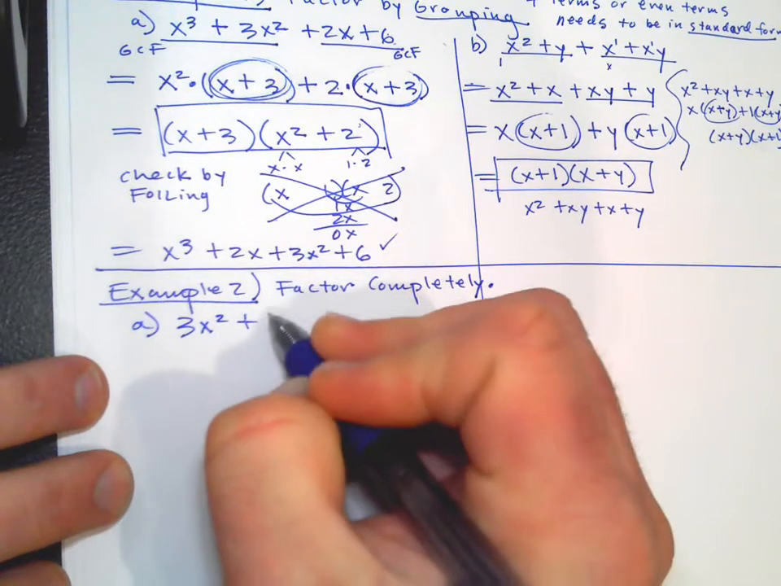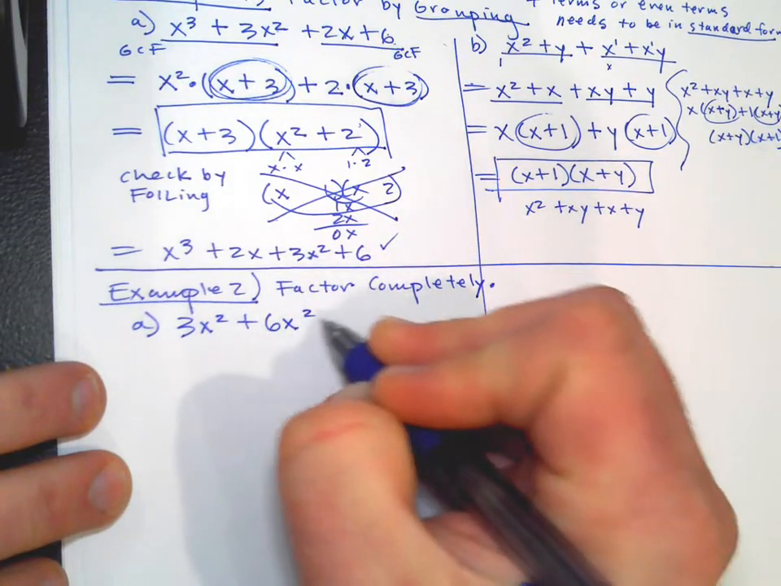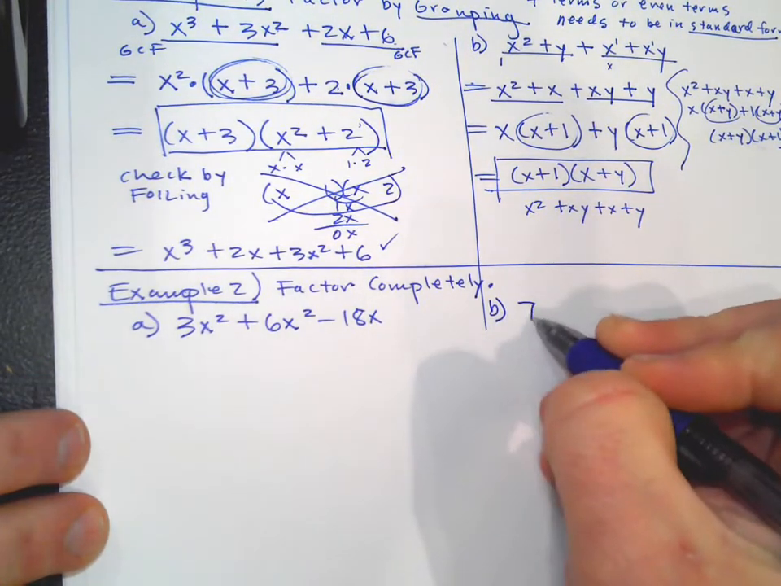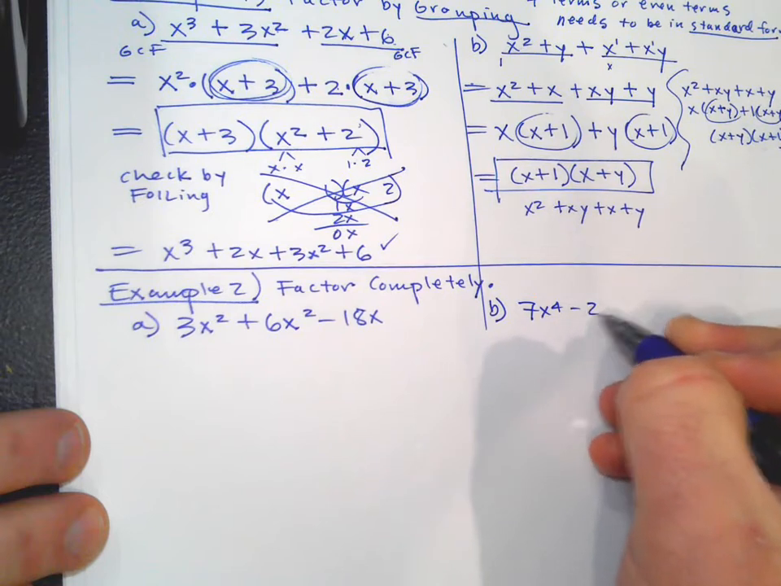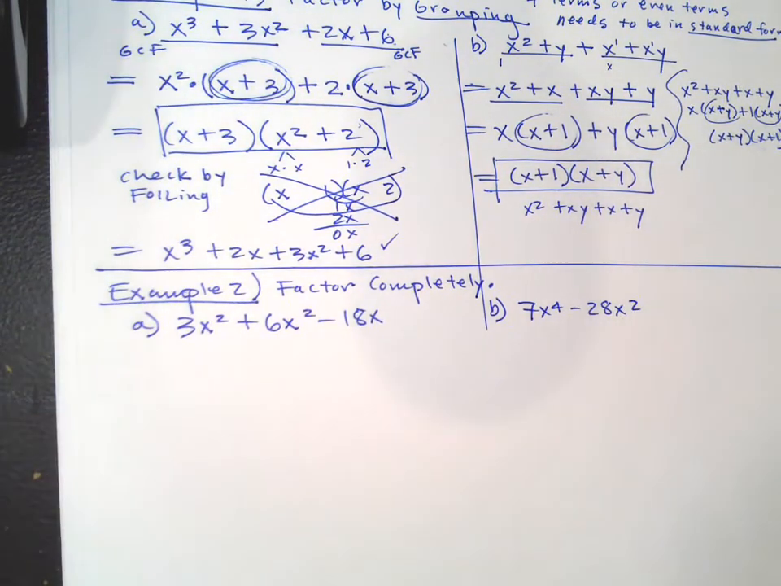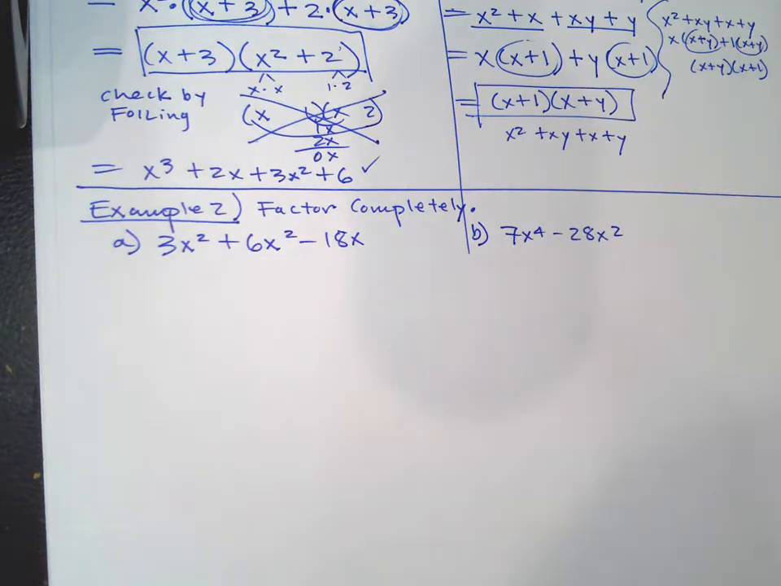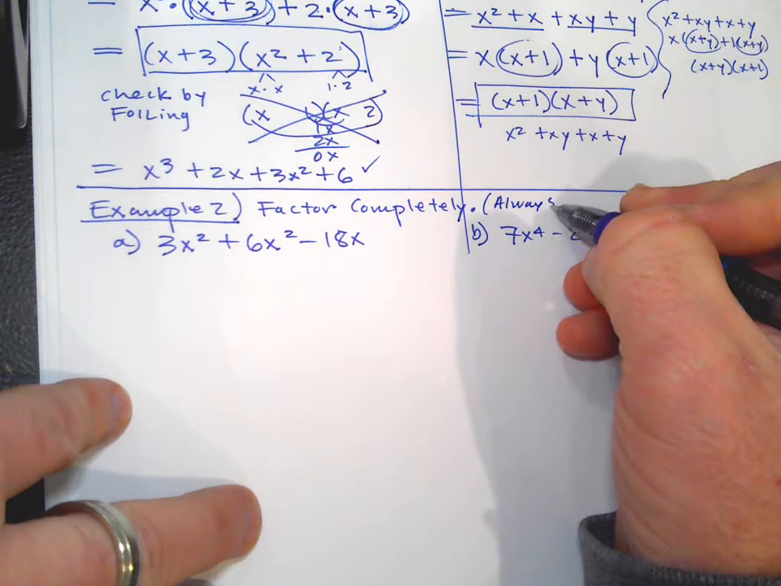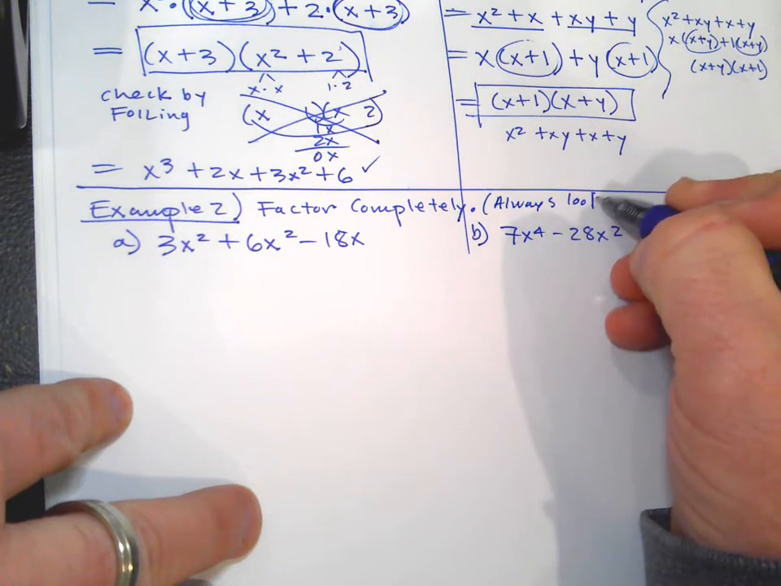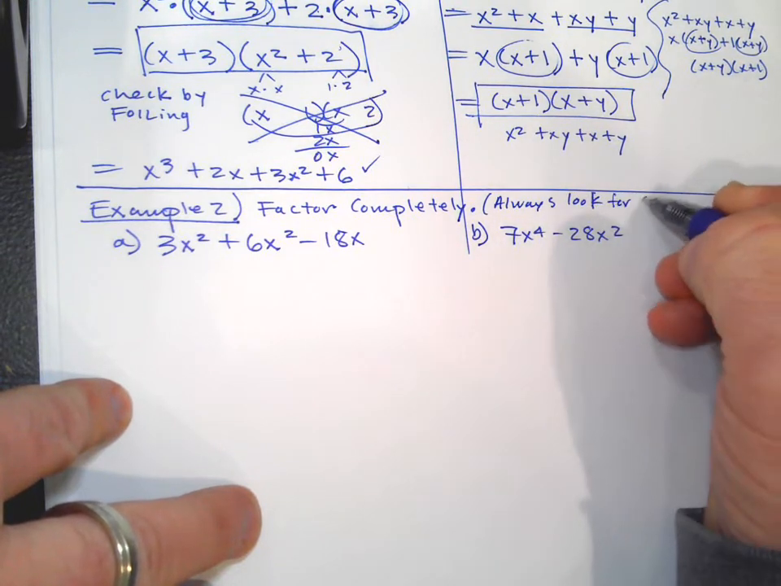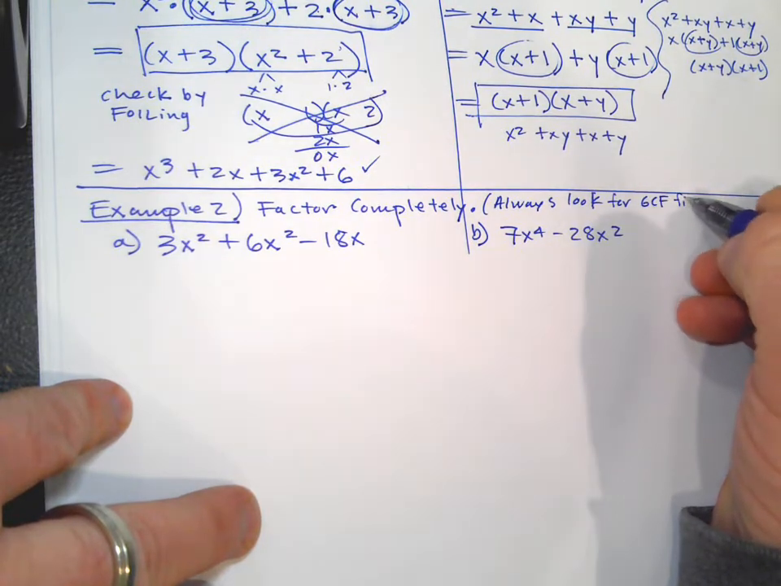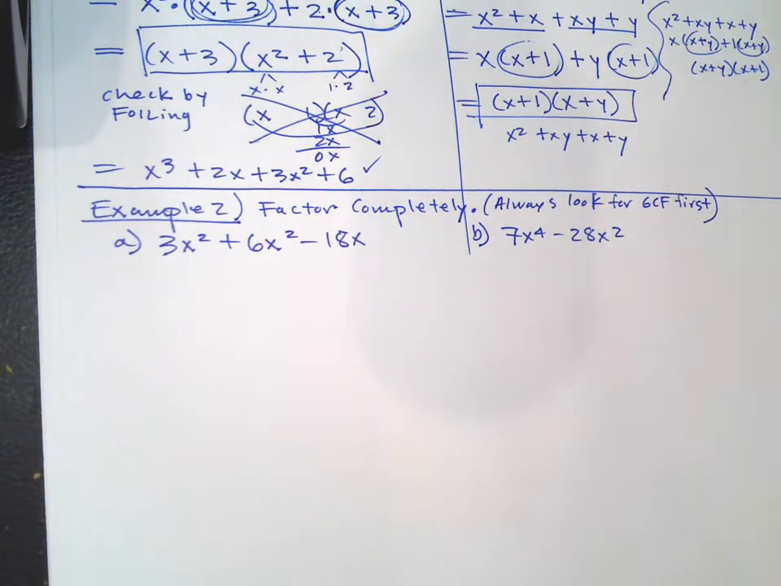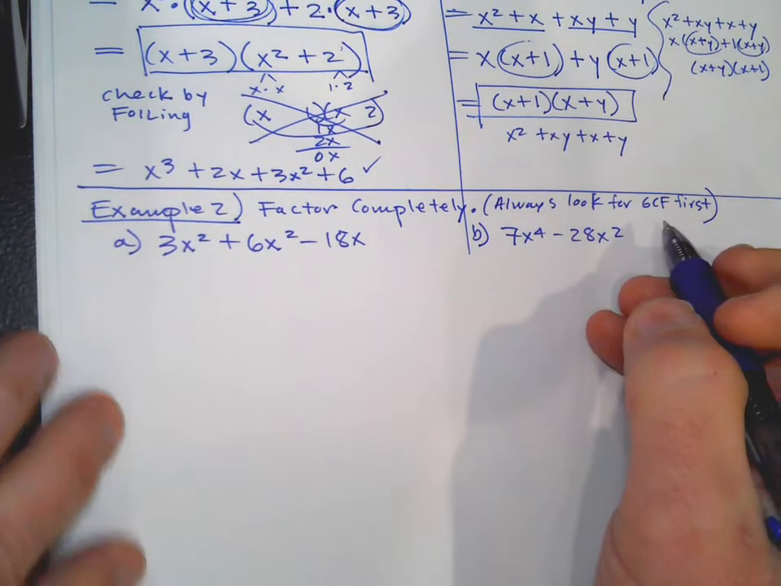You might use multiple versions in the same problem. Okay, so that's A. B is going to be 7x to the 4th minus 28x squared. So here's my tip though. No matter what, always look for the GCF first. It might be the only thing you do. And doing it at the beginning instead of later for sure makes it easier. So you always want to do that first. Look for the GCF first.